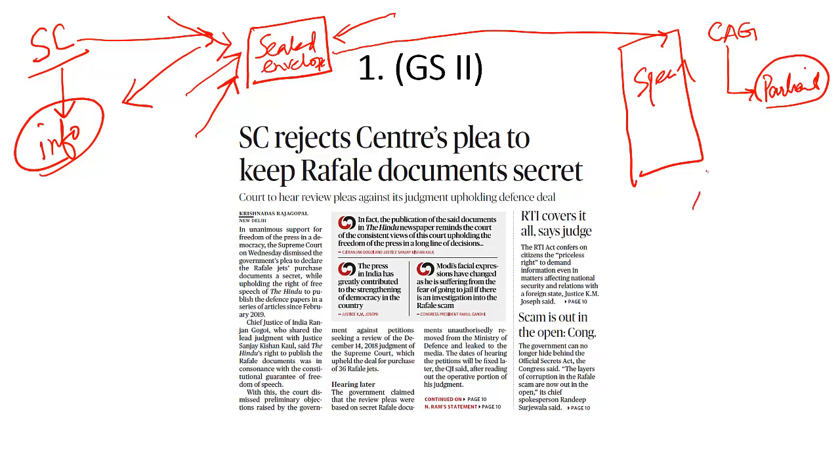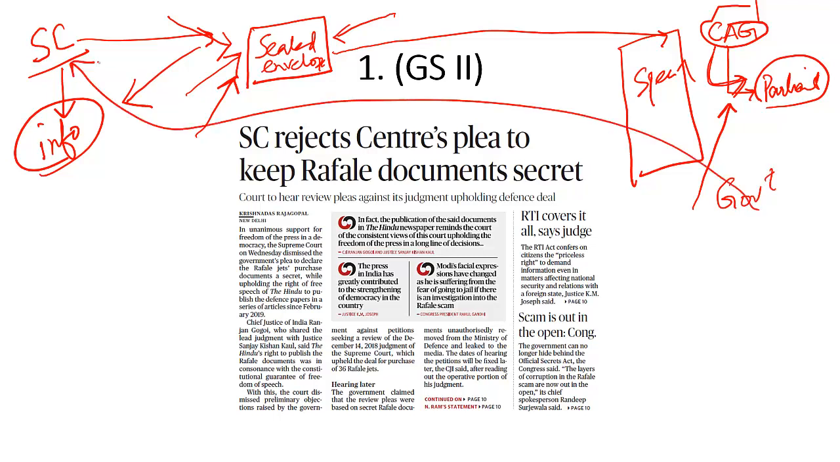case? When the Supreme Court gave this ruling, petitioners argued that the government of the day had misled the Supreme Court. The government of the day has lied to the Supreme Court because the CAG has not published any report on the Rafale deal, and such a report is not even tabled on the floor of the parliament. Then the government of the day approached the Supreme Court again and told it, dear Supreme Court, you have misinterpreted the contents of this sealed envelope.